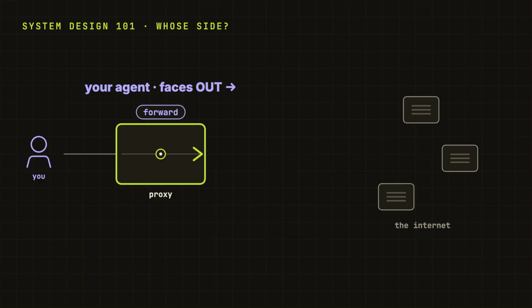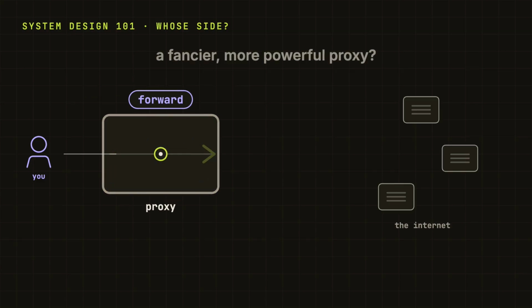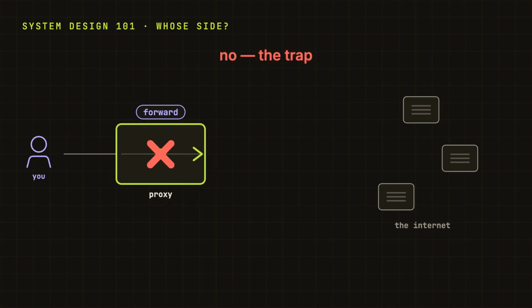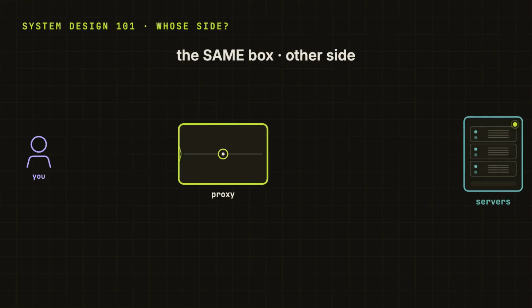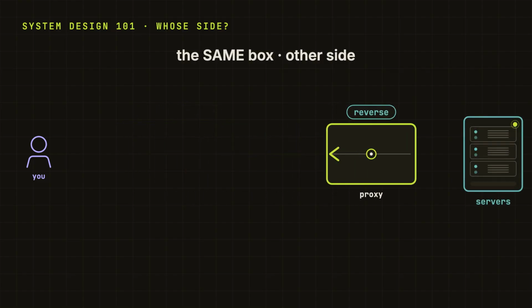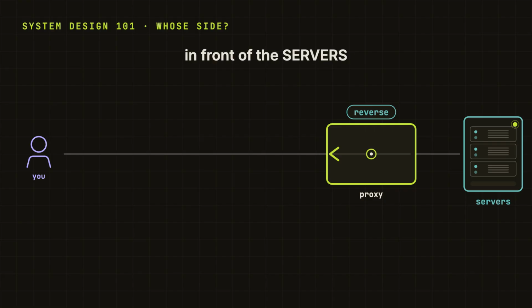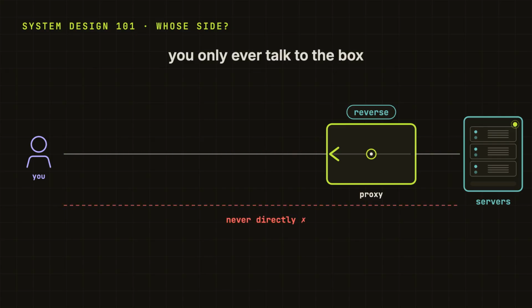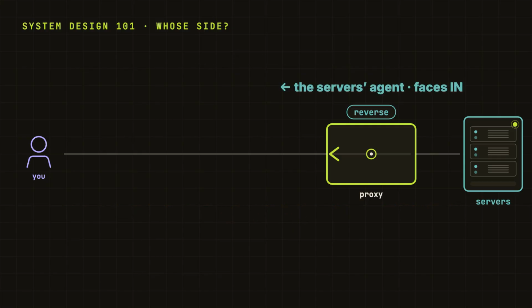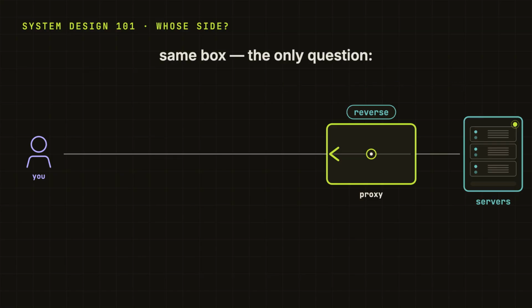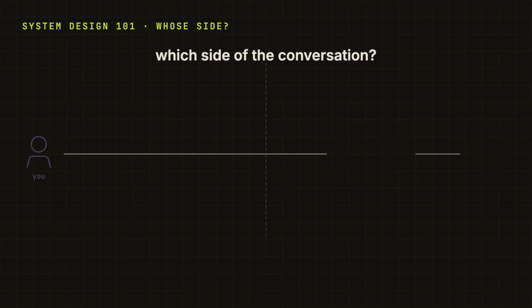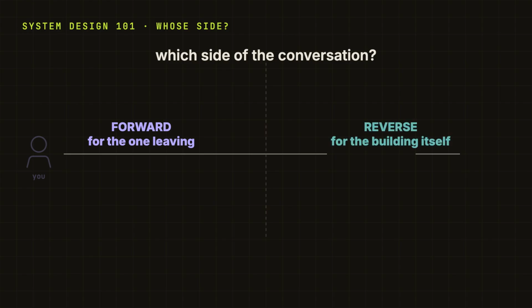Now, quick gut check. Is a reverse proxy some fancier, more powerful kind of proxy? No. And that is the trap most people fall into. It is the exact mirror image, the same box just standing on the other side. A reverse proxy sits in front of the servers, working on their behalf for traffic coming in. So now you, the client, never talk to the real servers directly. You only ever talk to this one box. It's the server's agent, facing in. And that is really the whole forward versus reverse thing. Same middleman. The only question is which side of the conversation it is standing on? Forward for the person leaving the building, reverse for the building itself.